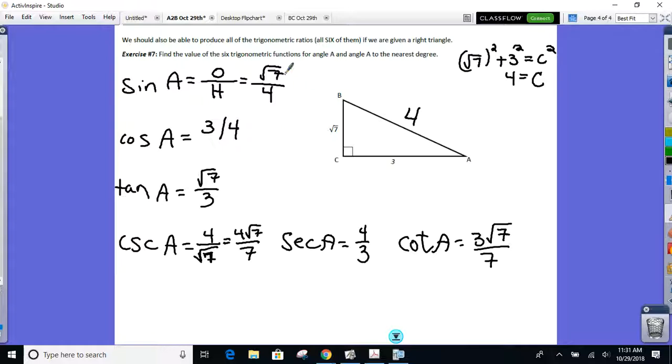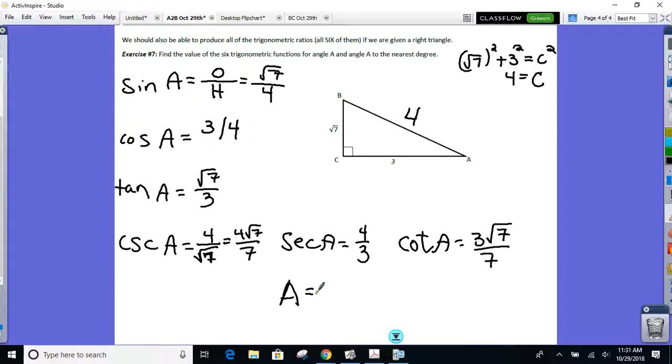Any issues with all these values up here? Because I got one more. We still haven't finished it, though. It said find all 6 and also do what with angle A? Find the angle to the nearest degree. What do we have to do on the calculator for this one? Anytime I'm finding an angle.